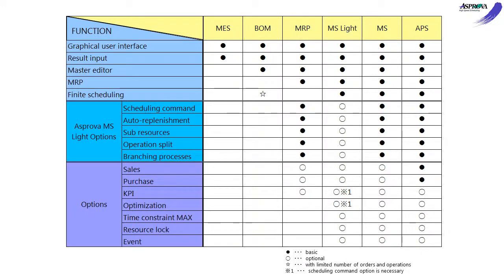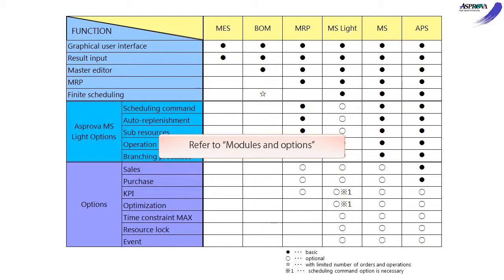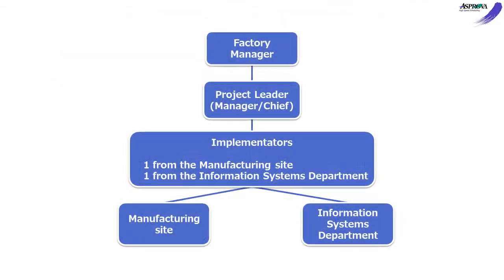When your company formally decides to implement the system with Asprova, purchase the licenses for the required modules. Please refer to modules and options for the details about the modules. In addition, organize a project team for its implementation. In most cases, the team should consist of one person responsible for the whole project and 2 or more implementers.